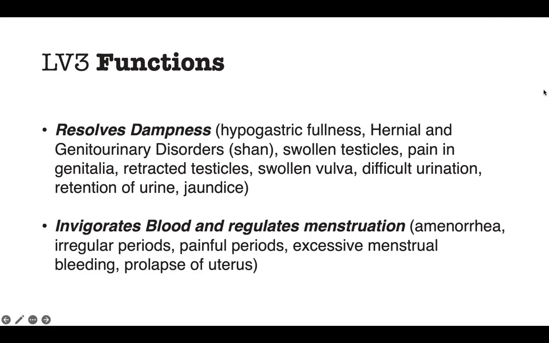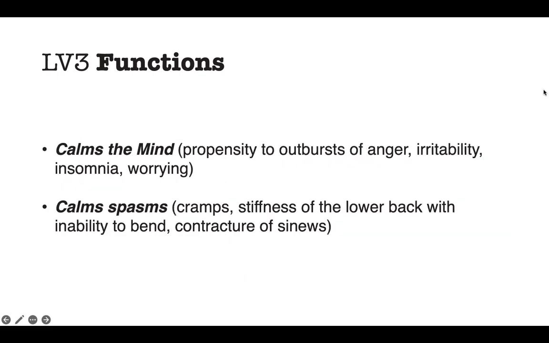Liver 3 invigorates blood and regulates menstruation. So it's very effective for amenorrhea, irregular periods, painful periods, excessive menstrual bleeding, prolapse of uterus. Liver 3 calms the mind: propensity to outbursts of anger, irritability, insomnia, worrying. It calms spasms, so it's very good for cramps, stiffness of the lower back with inability to bend, contracture of sinews.